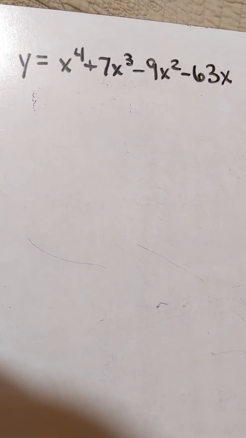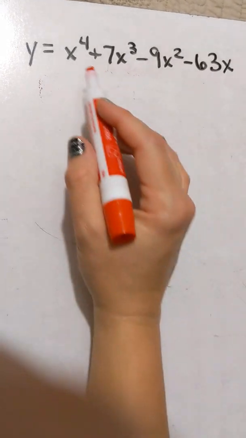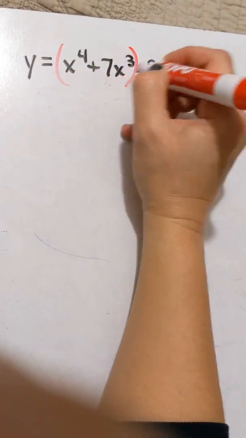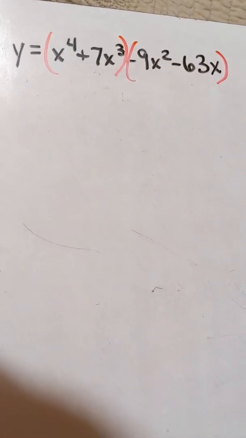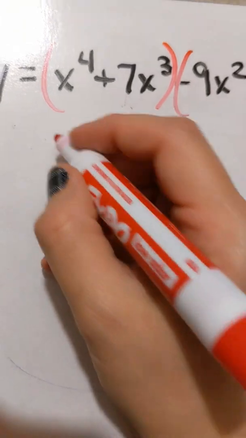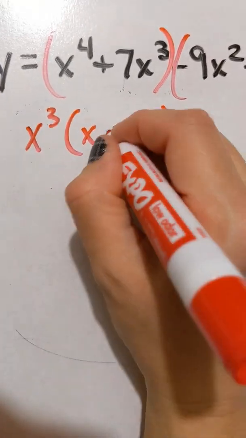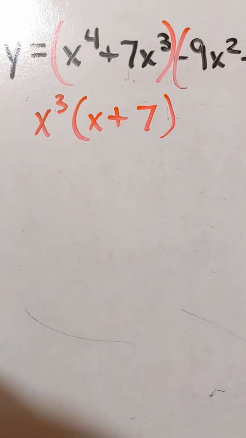These are our polynomials that we are going to factor and solve and graph. When there are 4 terms, you might remember that we factor by grouping. So you look more closely at this first group, and you factor out an x cubed. And that would leave x plus 7.